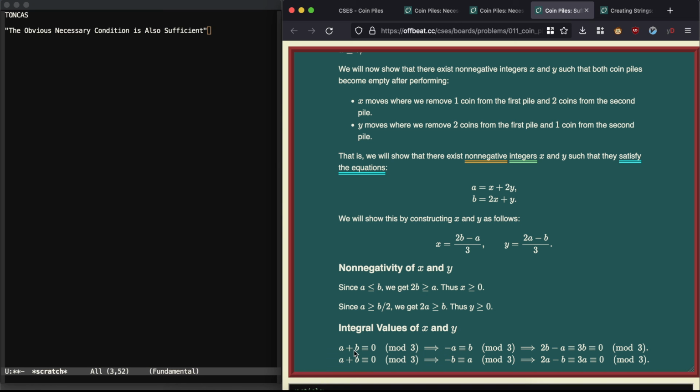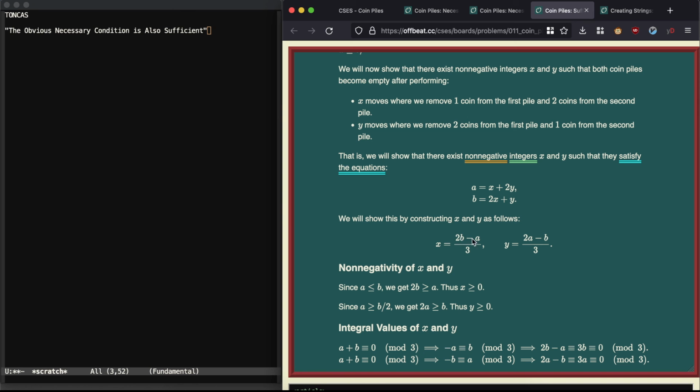So, subtracting both sides by a, here we get just b, here we get minus a. So minus a is congruent to b modulo 3. Now I'm going and adding 2b on both sides. So I get 2b minus a on the left side, 3b on the right hand side, which means 2b minus a is a multiple of 3. That's what we're saying, because 2b minus a is 3 times something. So 2b minus a is a multiple of 3.